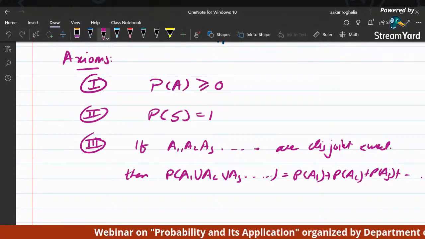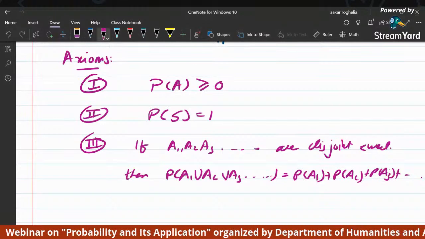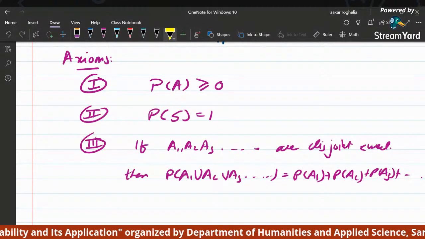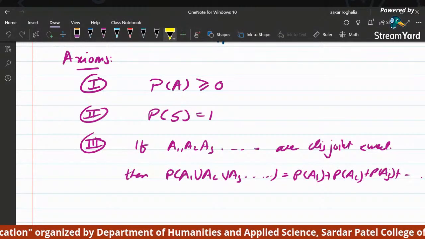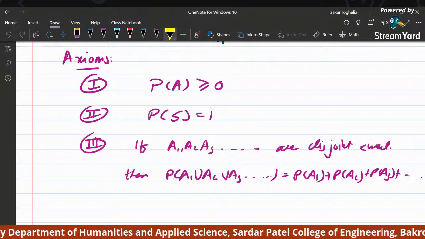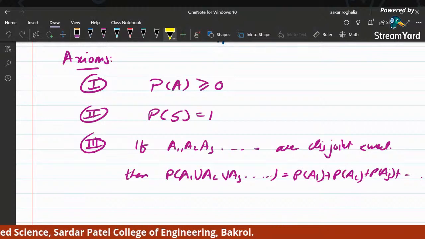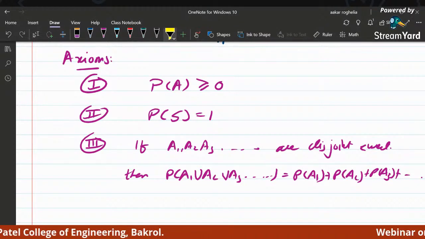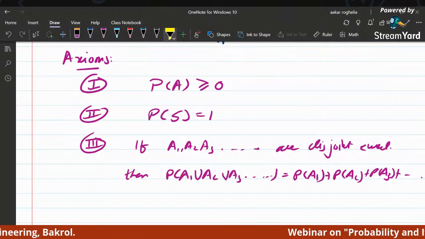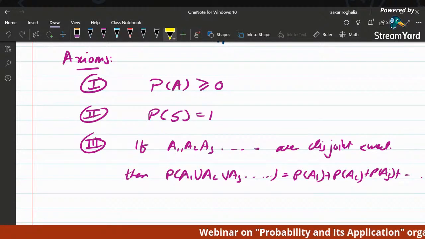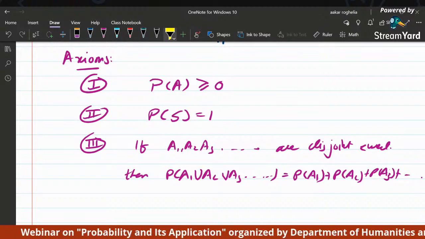We can talk about these axioms in detail also, but I will take a little time to explain. The first axiom says that the probability cannot be negative, because the minimum chance that you have is that it will not occur. Not occur means it is zero. The smallest value possible is zero. It will never happen. Suppose I say that if I roll a dice and get a head, it will not happen. So that is the probability.